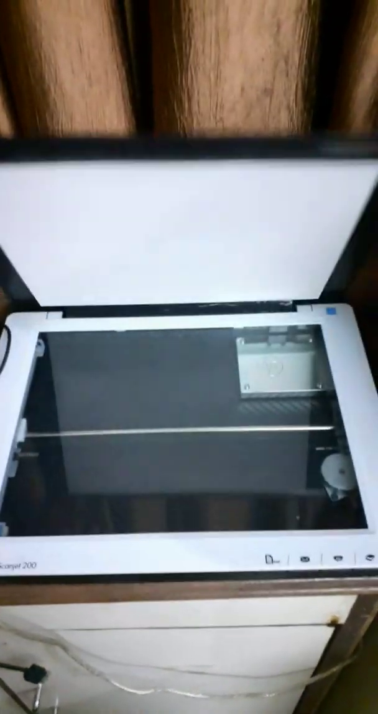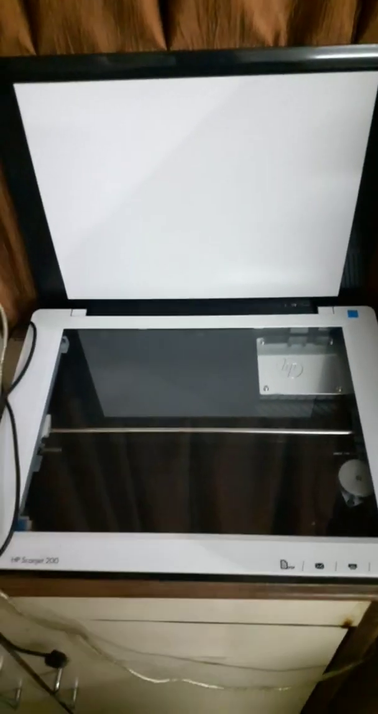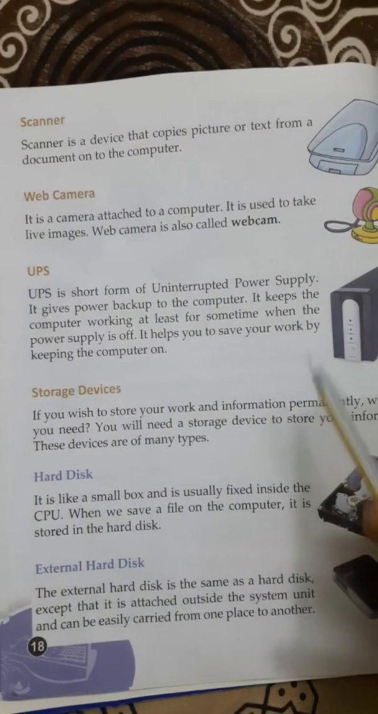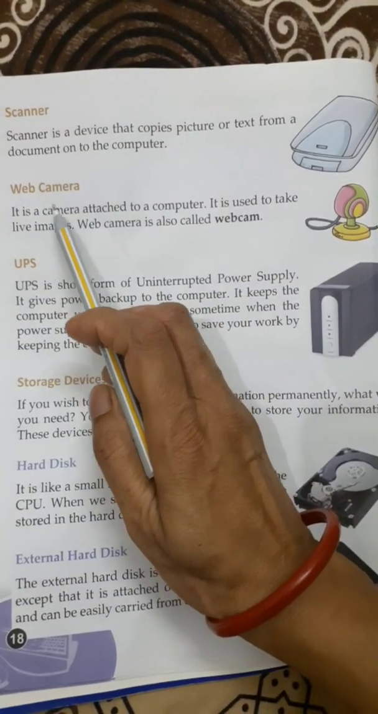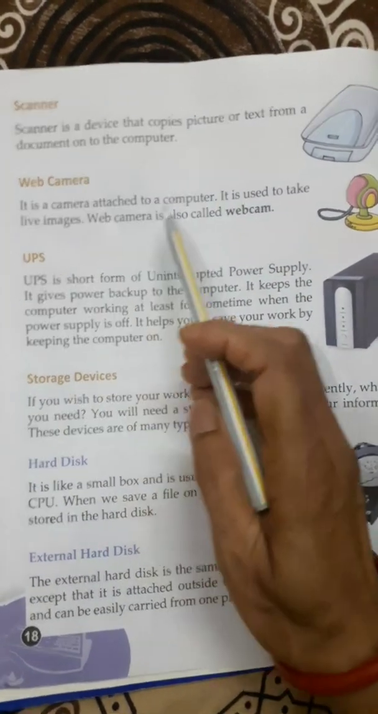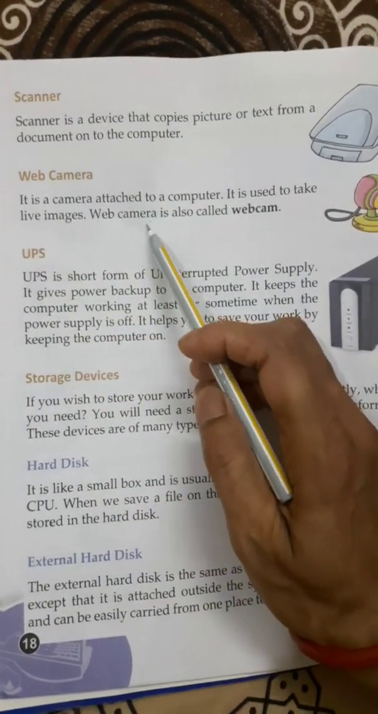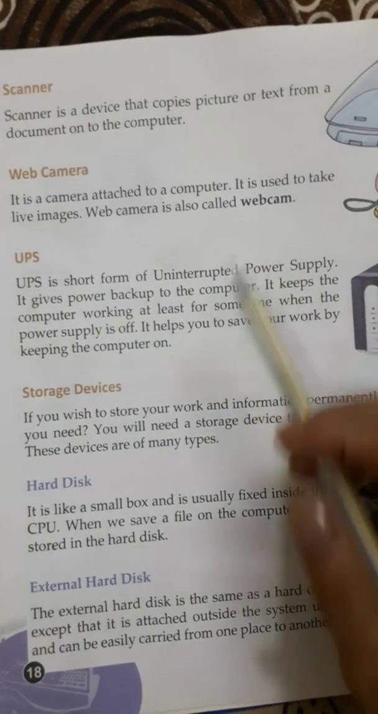Students, this is a scanner. A scanner is a device that copies picture or text from a document onto the computer. If we place any picture, any document, any photograph, it is scanned, and this picture shows on the screen. Web camera. The next part is web camera. It is a camera attached to a computer. It is used to take live images. Web camera is also called webcam.